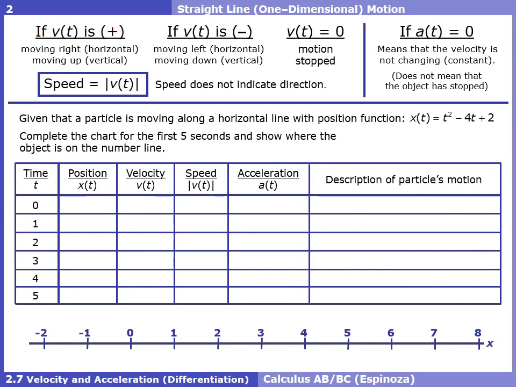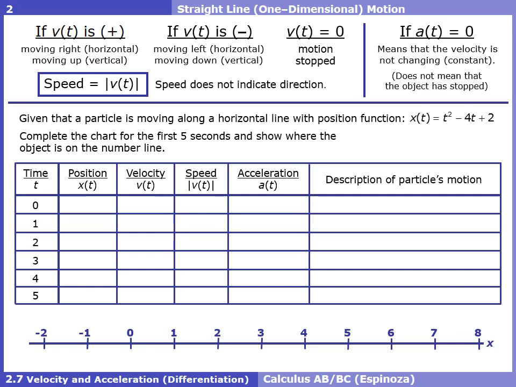Okay, so we have a big problem here. We're going to attempt to fill in this table. What we're given here is that we have a particle moving along a horizontal line, and it has a position function, x of t equals t squared minus 4t plus 2. So you can see that our position function is called x because it's moving on a horizontal line, which is of course the x-axis. So what we want to do is complete the chart for the first 5 seconds of this particle and show where the object is on the number line below.